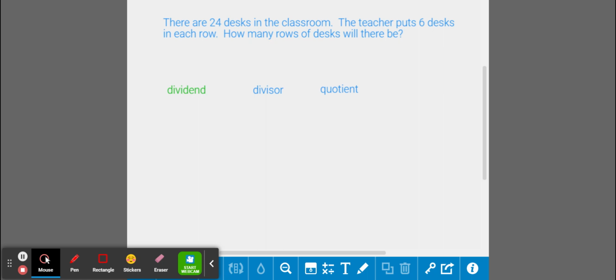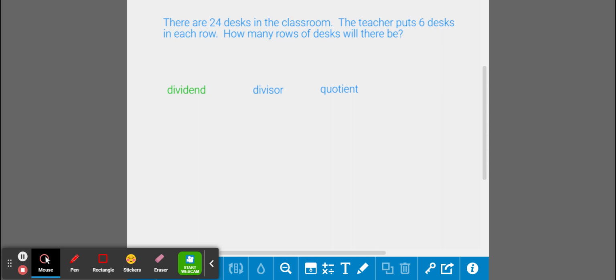Today I'm going to show you how a third grade student would solve a division problem with an unknown part of that problem, and not necessarily the quotient. So here's what we're going to do. We're going to read through the problem first.